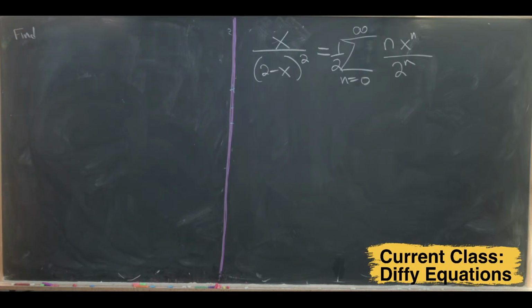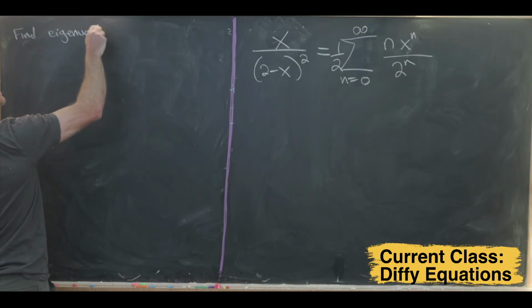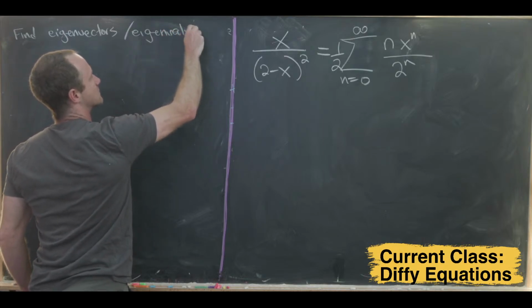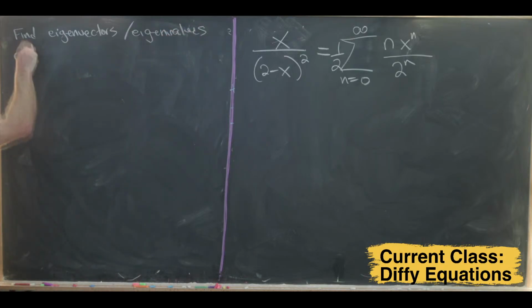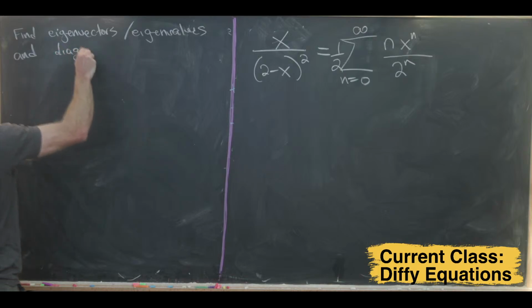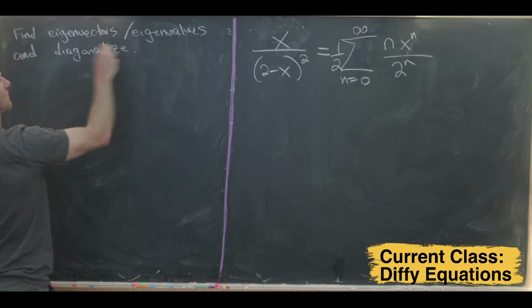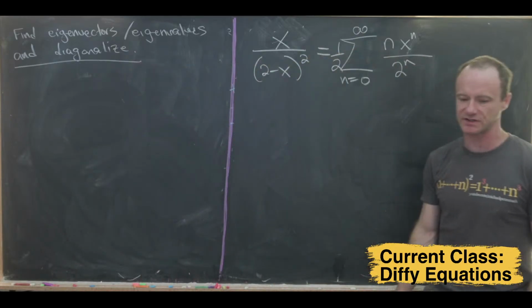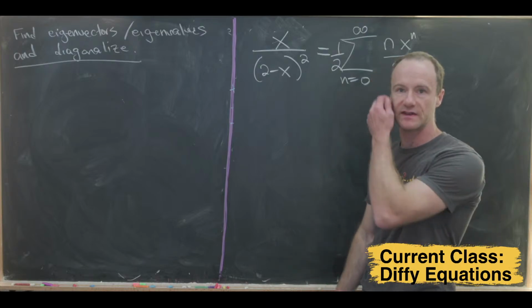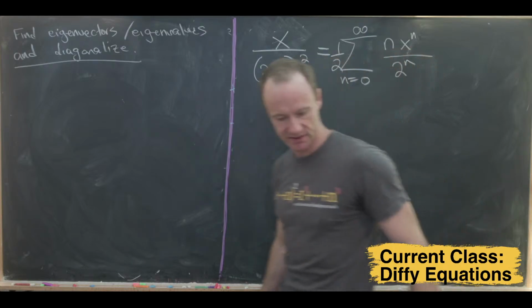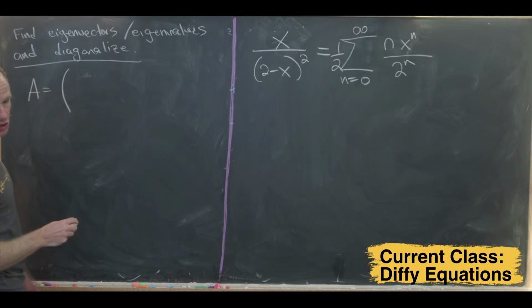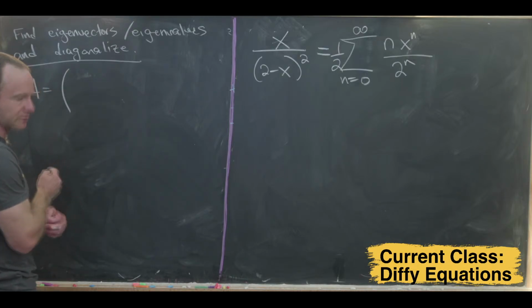So let's find eigenvectors, eigenvalues, diagonalize. Because the trick is, if you found eigenvectors and eigenvalues, then you've found the diagonalization procedure for a matrix. So let's say we start with this matrix, so 2 by 2. We'll do 2 examples. We'll do a 2 by 2 and we'll do a 3 by 3.